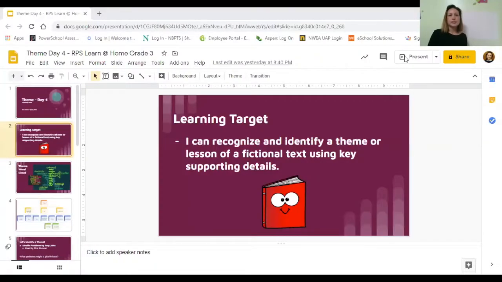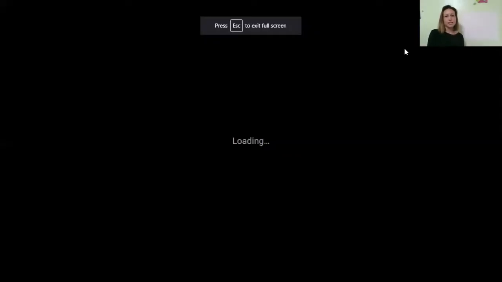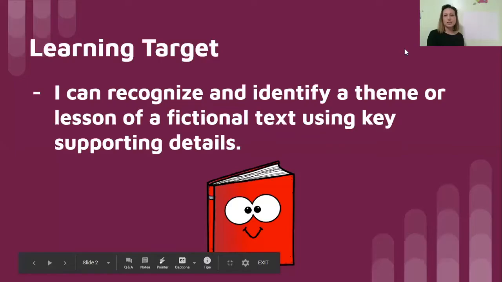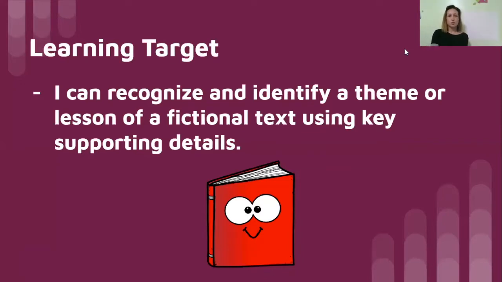This is day 4, and as I get ready to share my screen, I want you to think about what we have discussed about theme so far this week. So let's look. This is theme day 4, identify theme. Again, our learning target is I can recognize and identify a theme or lesson of a fictional text using key details for support.